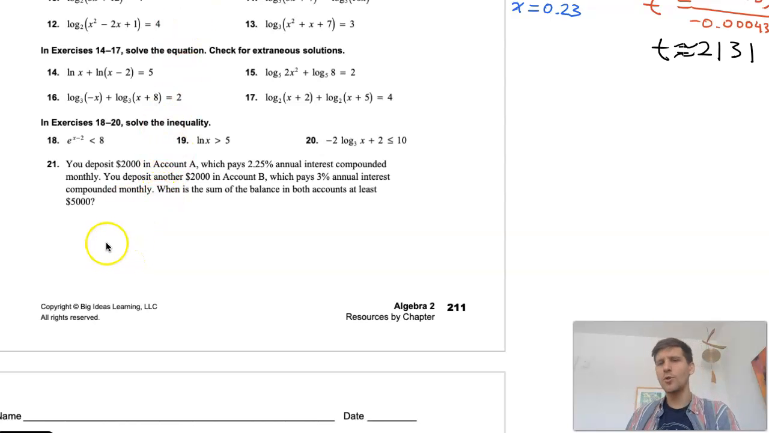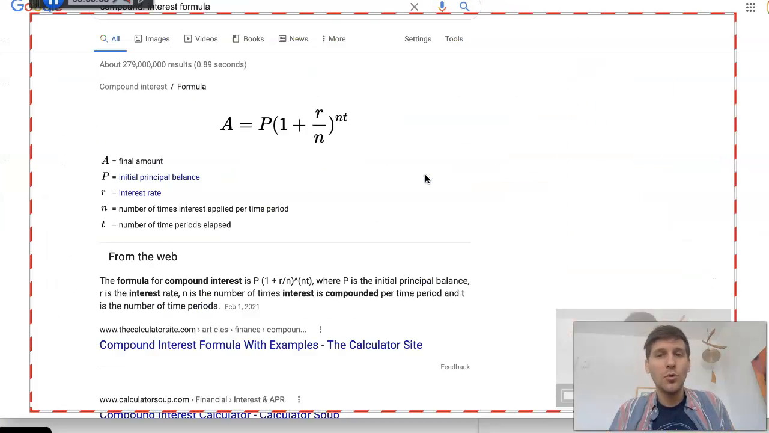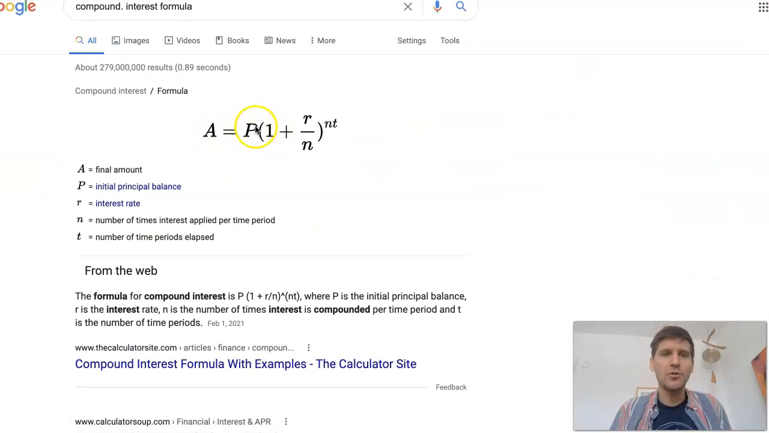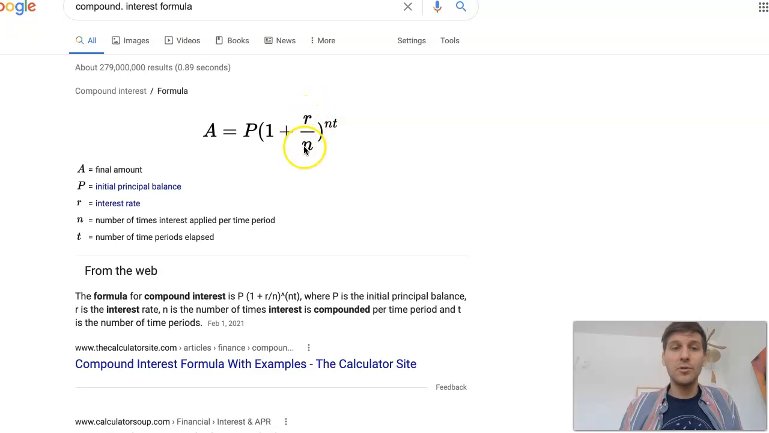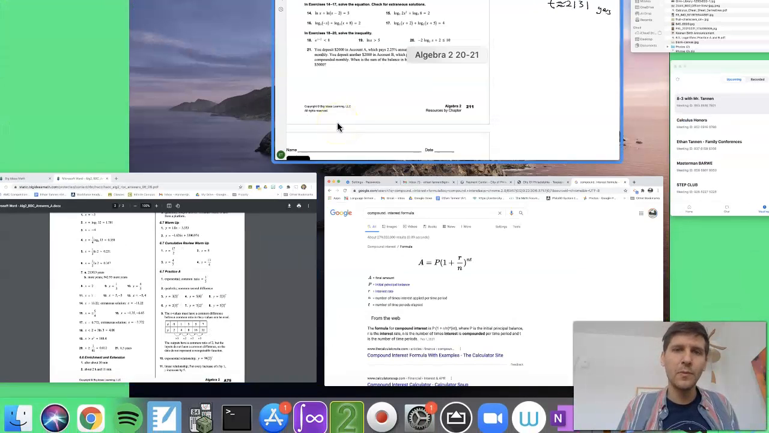You had to recall some of your compound interest, and if you go to the Google interwebs, compound interest formula, we've got the final amount is the principal times the quantity of 1 plus the rate as a decimal, not a percentage, divided by the number of times interest applied per time period to that same number times t. So normally if this is months, it would be like 12, 12, and then t will be the years.